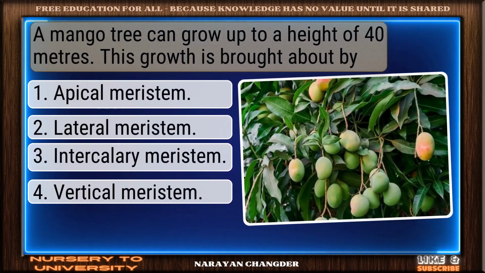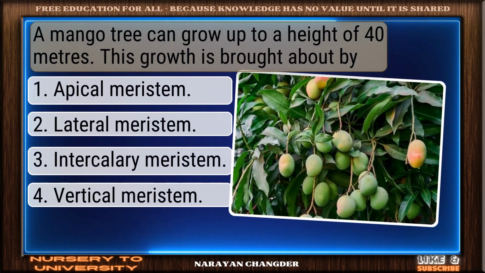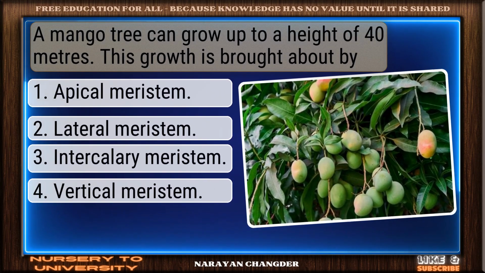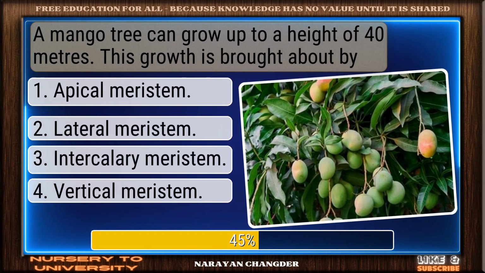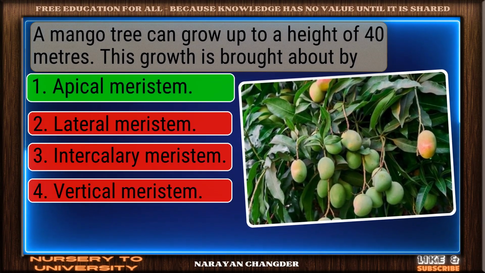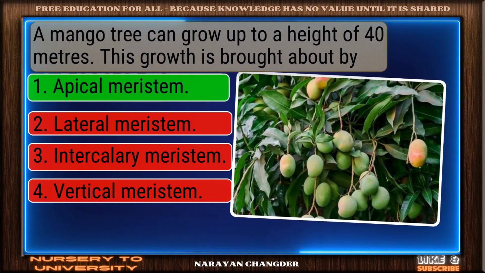Question number 28. A mango tree can grow up to a height of 40 meters. This growth is brought about by. Bravo. Apical meristem is the answer.